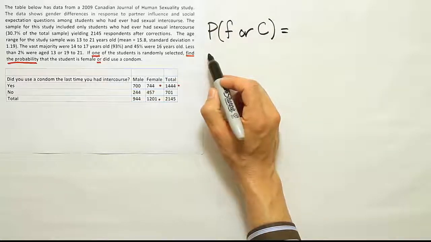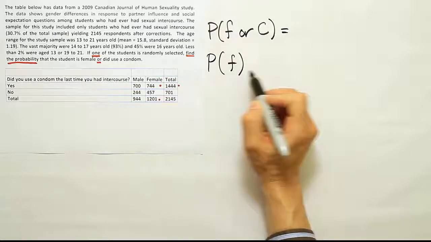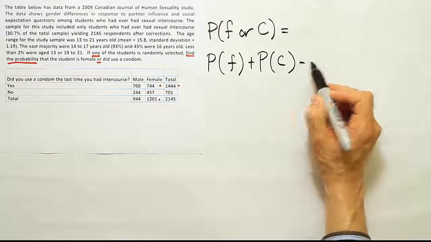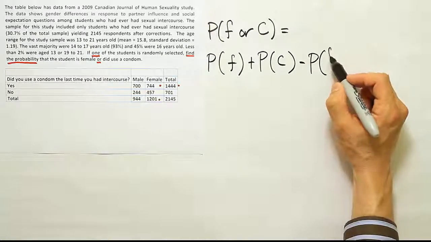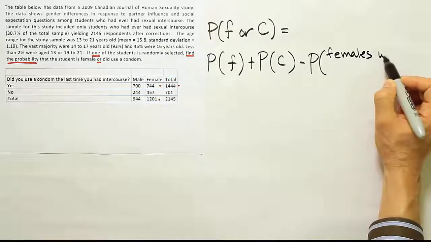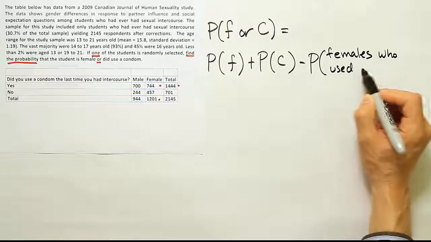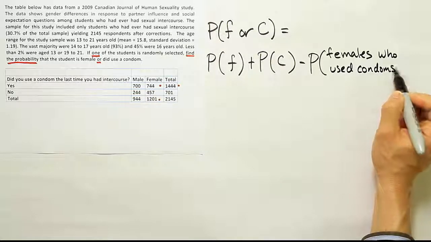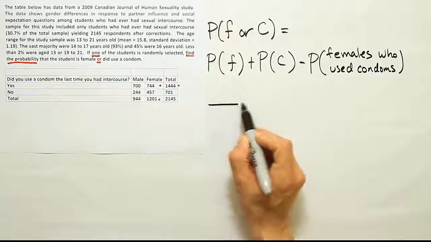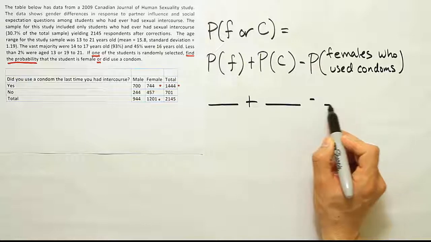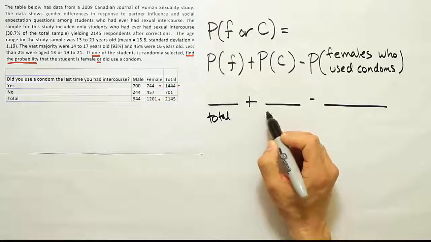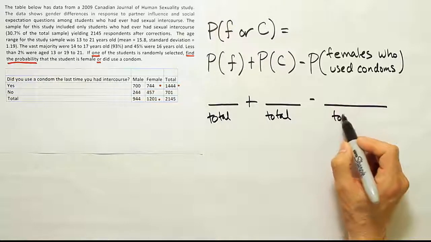That'll break down in a formula as the probability that the subject we select is female plus the probability that the subject we select used condoms minus the probability of the two categories blended together. So we will say females who used condoms. Okay, so that captures the idea. Now from there we should form three fractions. All right, so in all these fractions, the bottom is always going to be the total number of subjects involved in the study in this case.